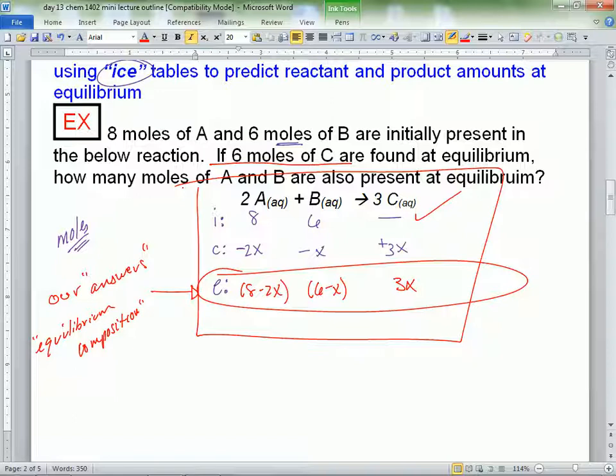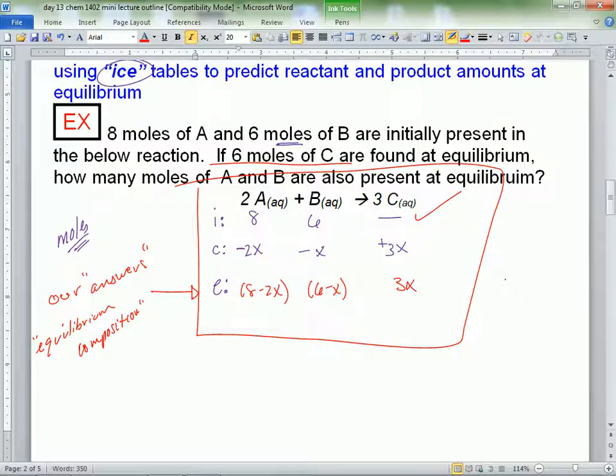Okay, so now we go back and look at our ICE table. Let's clean this up a little bit. So 6 moles of C are found at equilibrium. So what has to equal 6? C, yeah, but at equilibrium, this is supposed to be 6, right? 3x has to equal 6. That's what you've got to write.